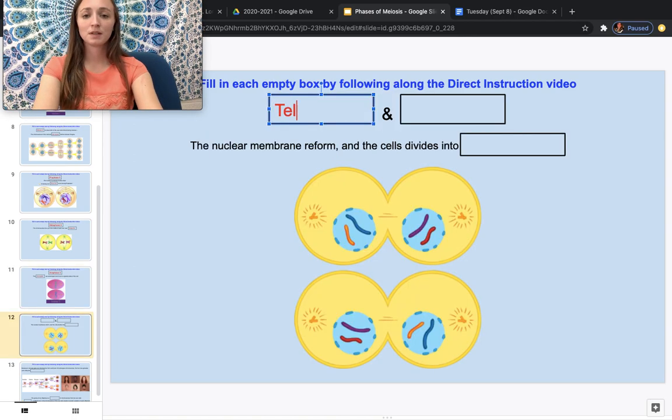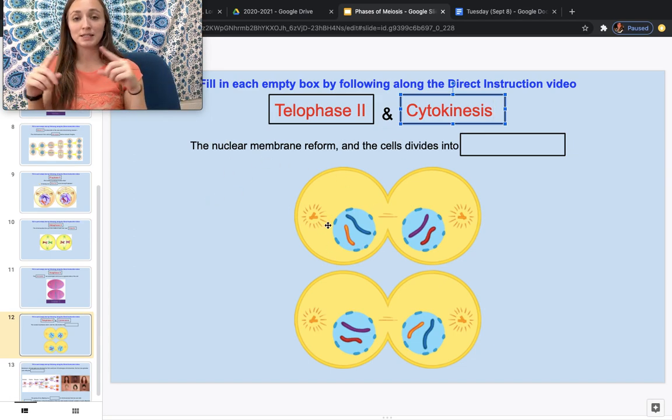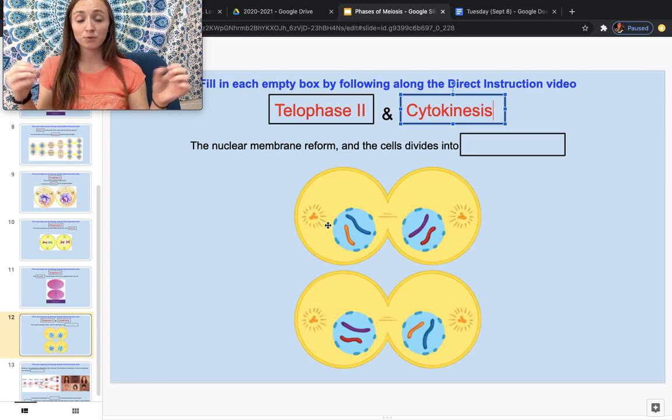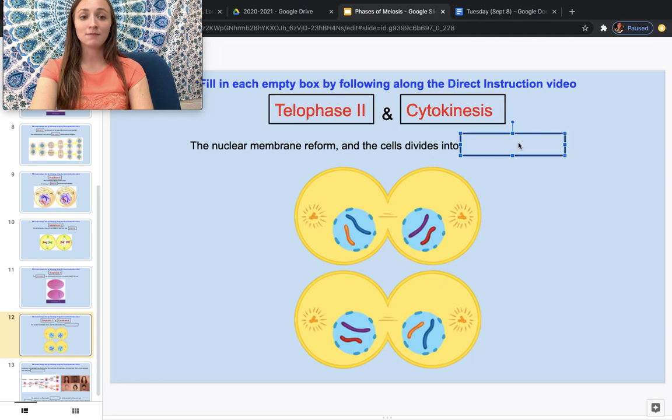Telophase. We have telophase 2, and again, we have that cytokinesis. Okay, so now that you have all those chromatids separated, once again, that new nucleus is going to form around those new groups of chromosomes or chromatids, and that is eventually going to divide into 4 haploid cells.